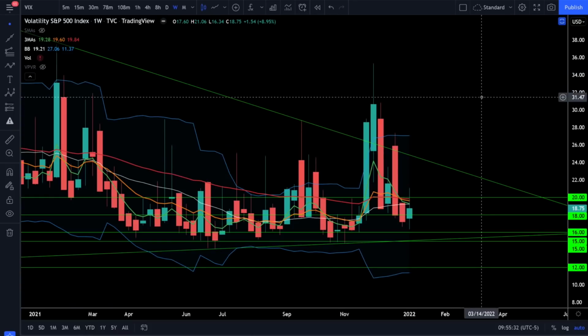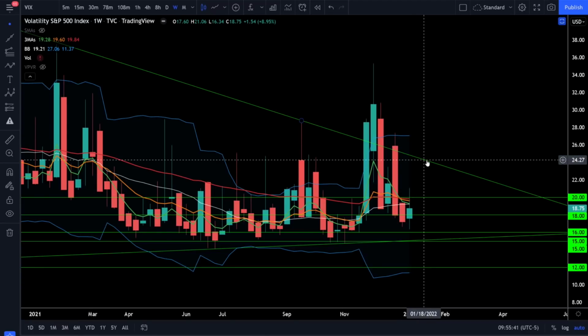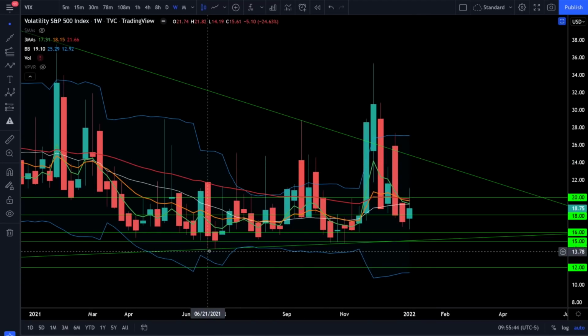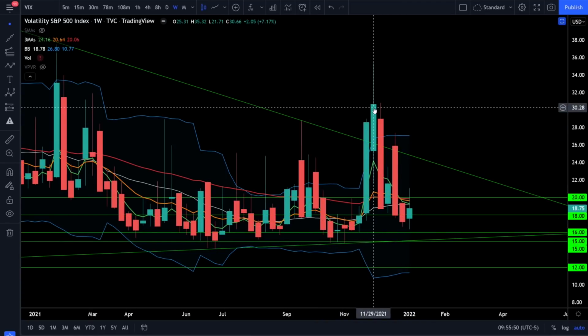On the VIX, we did close below 20, right around 18.75, and I still think the VIX needs to start closing above 20 to see more of that stock market correction, and we need to see a breakout back above 24. Now for the time being, we can see the VIX is making some higher lows, so we're definitely seeing some increase in volatility, but I think we saw the majority of that volatility spike in the end of November.